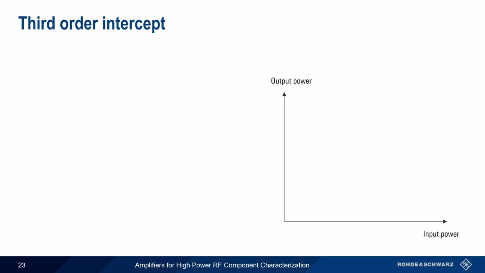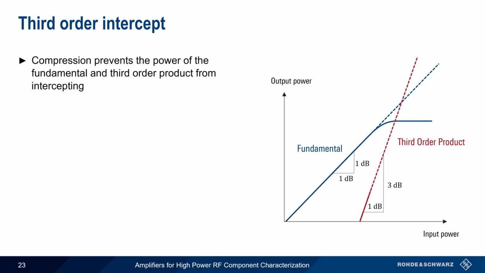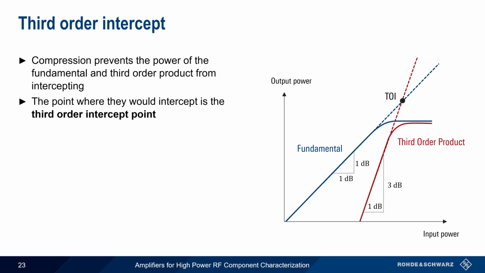However, the amplitude of the fundamental and the amplitude of the third-order products do not meet because of something called compression. The device simply can't output power beyond a certain level. However, we can still calculate the point at which the fundamental and the third-order product amplitudes would meet, and this point is called the third-order intercept point, often abbreviated either TOI or IP3.